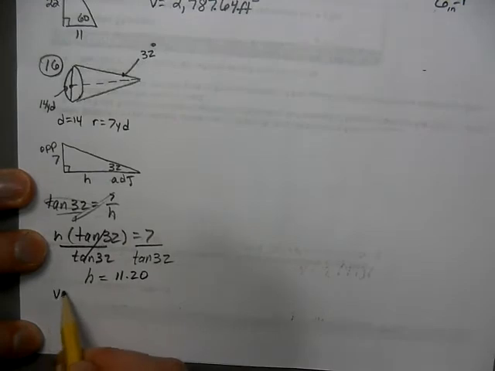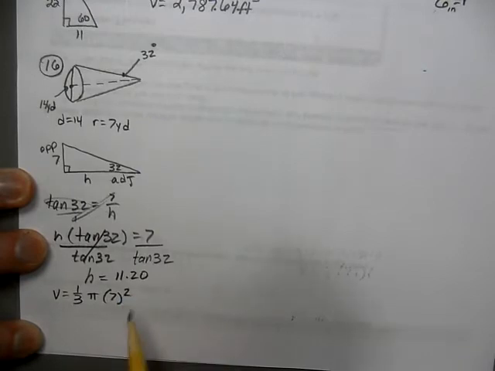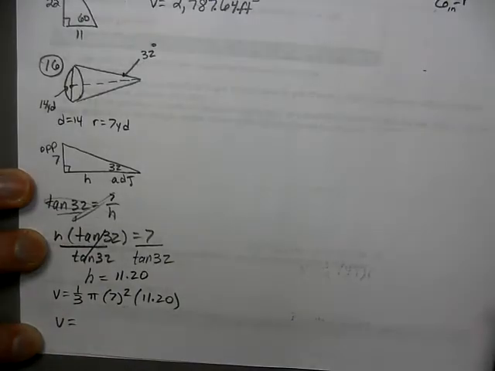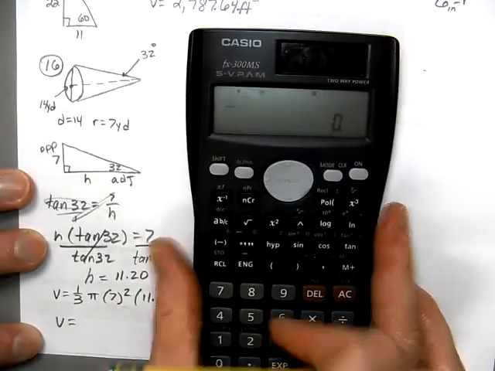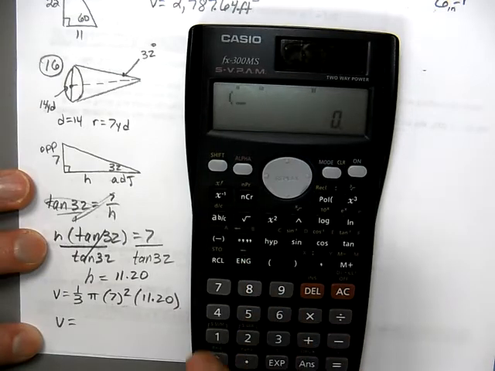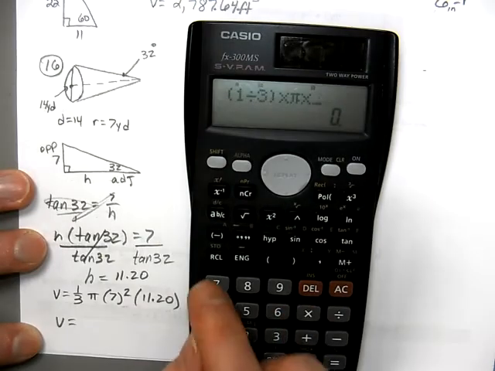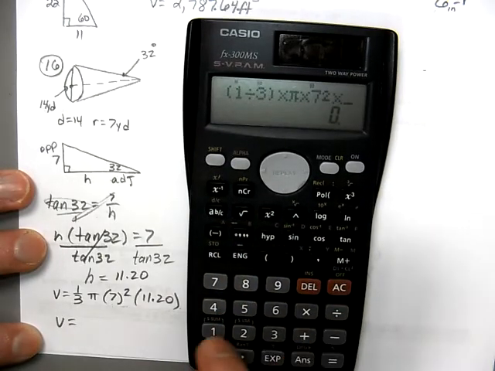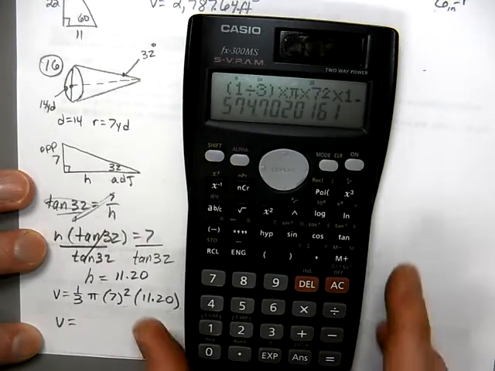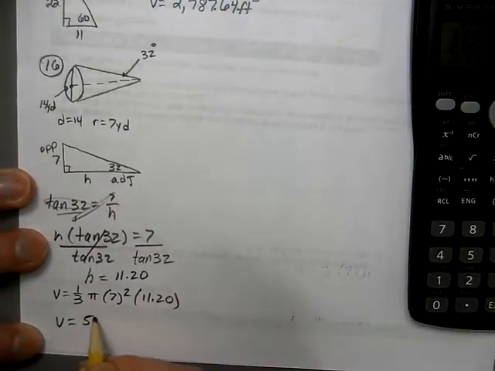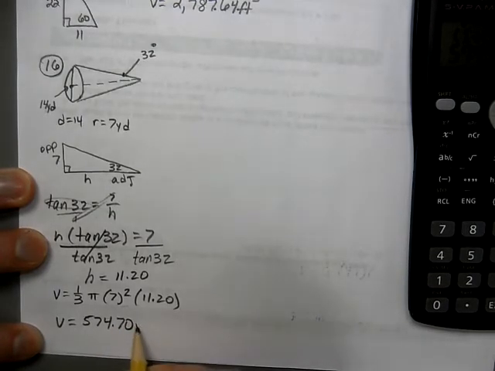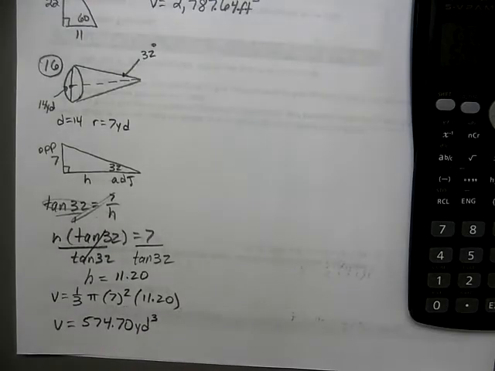So now to calculate the volume, which is 1/3 pi r squared times our height, one divided by 3 times pi times 7 squared times 11.2 comes out to be 574.70, and these are yards cubed.